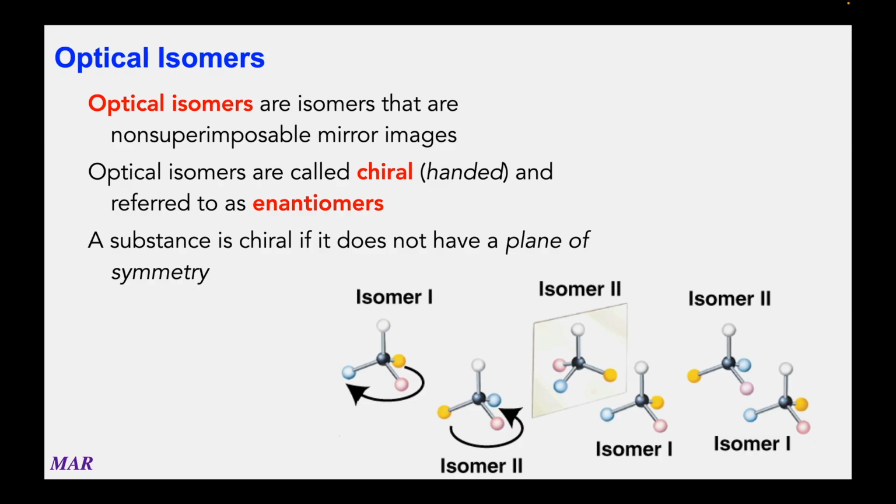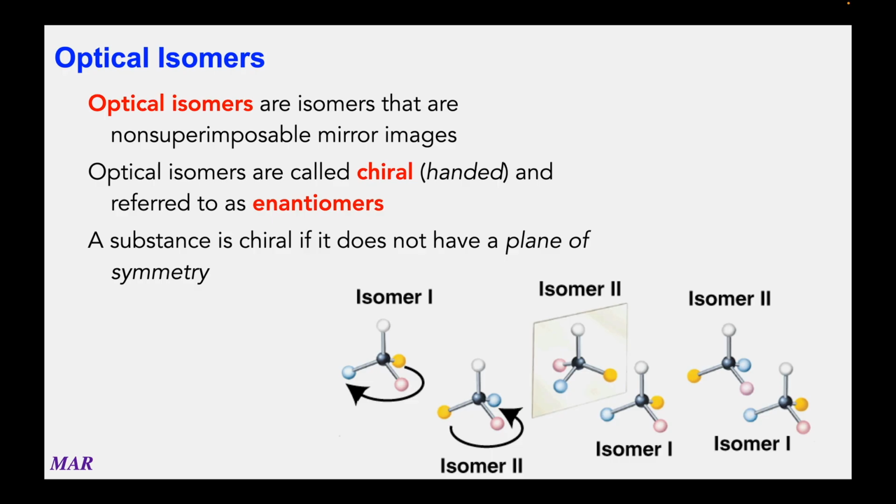Optical isomers are a wild trip, and this is the one that's kind of hard sometimes for people to wrap their brains around. Optical isomers are a good reason that if you ever take organic chemistry, you must have a model kit, all right?